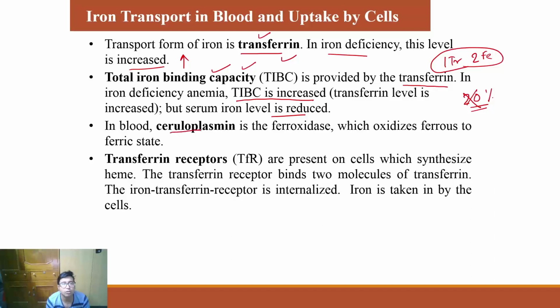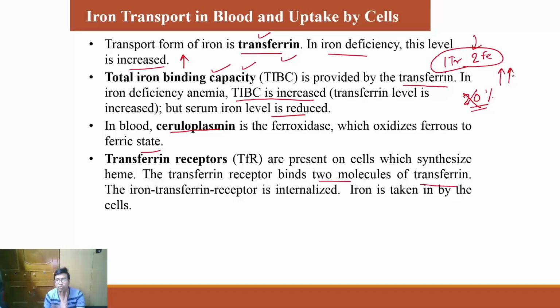Next, we discussed that ceruloplasmin helps in transport. How? It acts as a peroxidase and converts ferrous to ferric. We told you about transferrin receptors. This is just a repetition of the previous slide. Transferrin receptors are present on cells which synthesize heme, and one transferrin receptor can bind 2 molecules of transferrin. And one transferrin can bind 2 atoms of iron. This iron binding capacity is not fixed, it will increase depending on the iron deficiency or excess state.